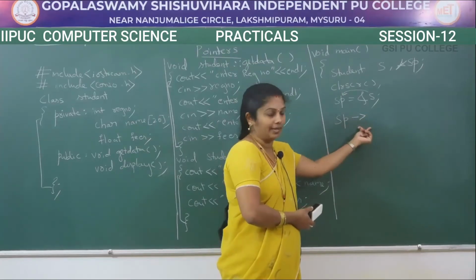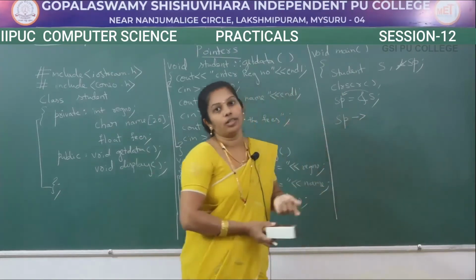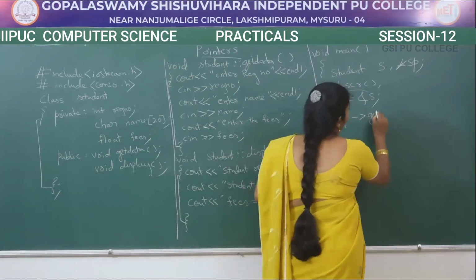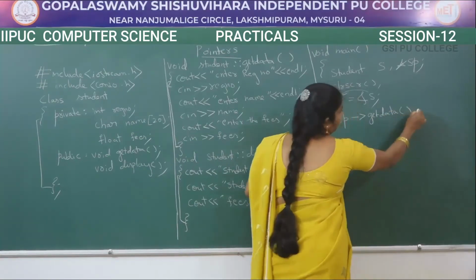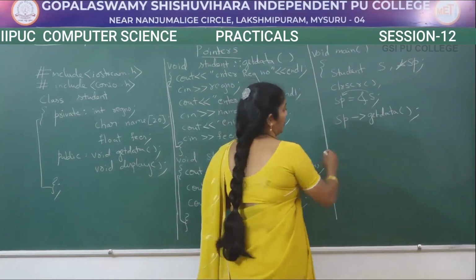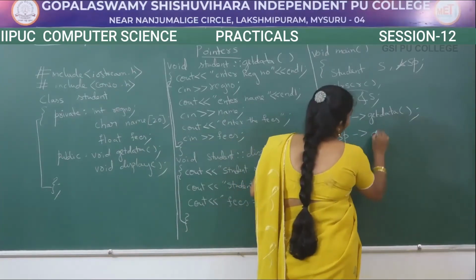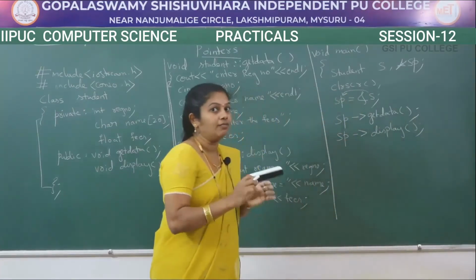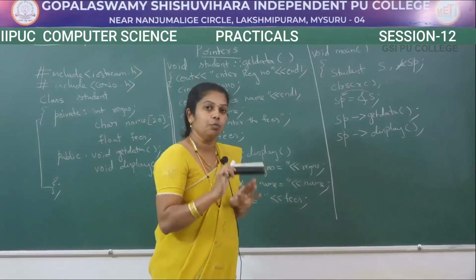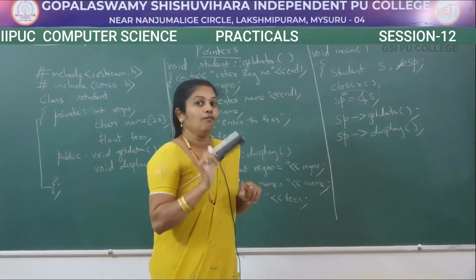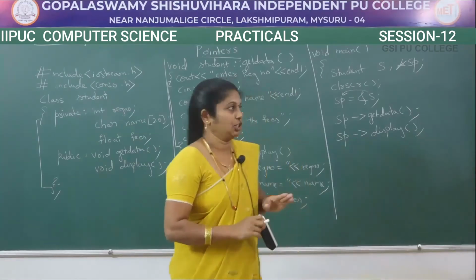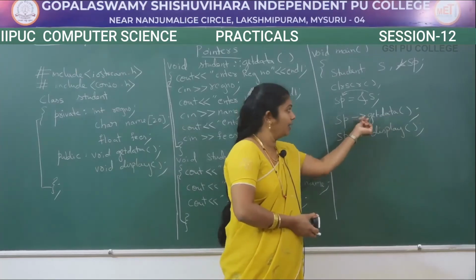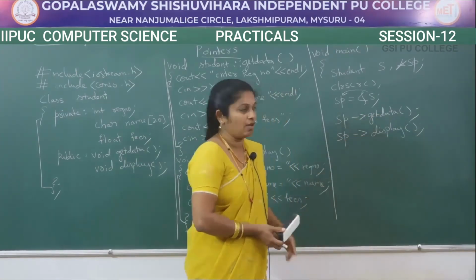This is the arrow operator. We call the function with SP arrow. What's the first function? That is the get data function. Now next call the second function, SP arrow display function. Here we are not doing any calculation, we are just inputting the values and displaying the values. For that we do not require a compute section, only the object pointer calls the functions with the arrow operator, that is the get data function, and one more is the display function.